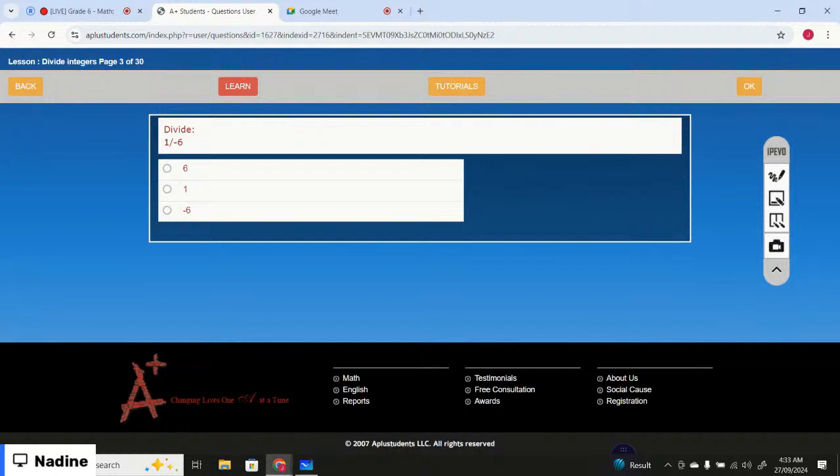Negative 6 divided by 1, which is the correct option? That is negative 6. Option number 3 is the correct option, right? If one of them is negative, the answer is negative.